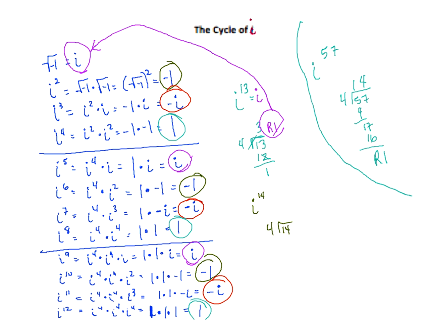So 4 goes into 14 3 times. 3 times 4 is 12, remainder 2. So here I have a remainder of 2. Anytime I get a remainder of 2, it will always correspond to i squared. So i to the 14th is just -1. Continuing with the pattern, i to the 15th.